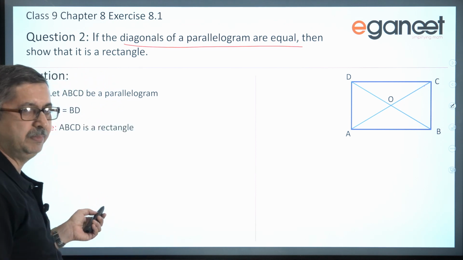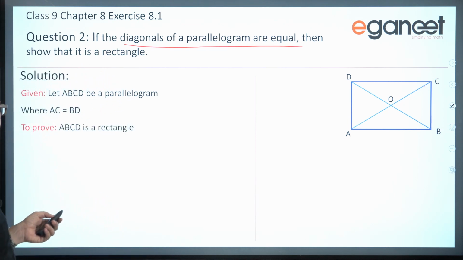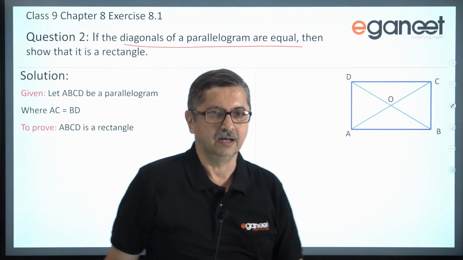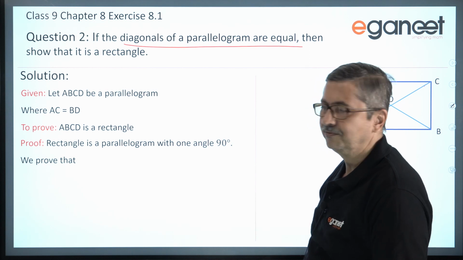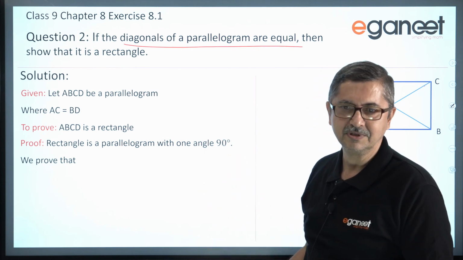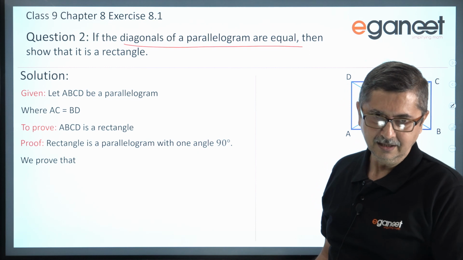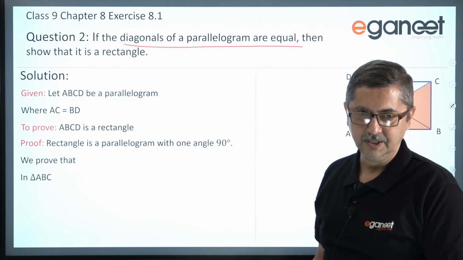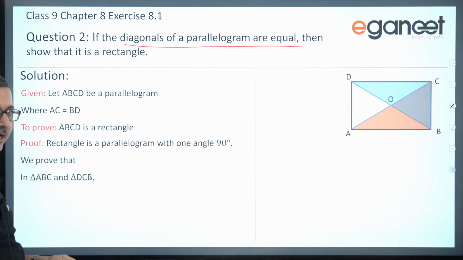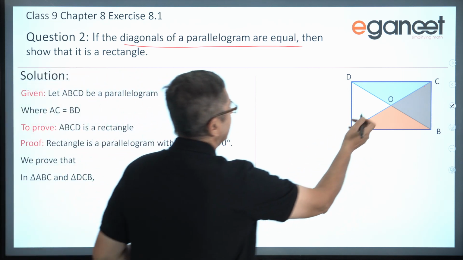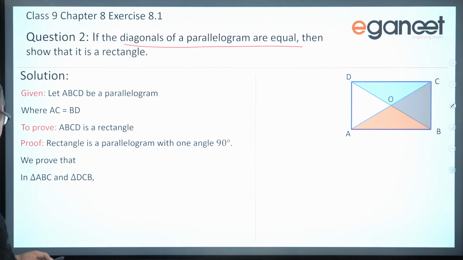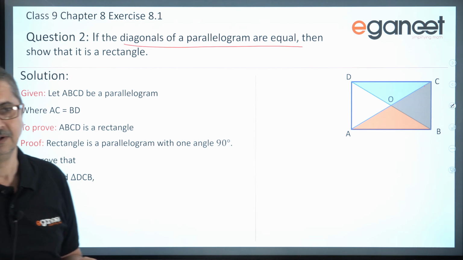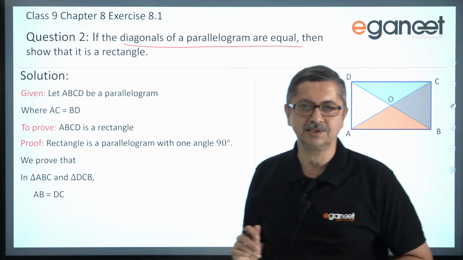Where AC is equal to BD, this is given. To prove: ABCD is a rectangle. A rectangle is a parallelogram with one angle 90 degrees. This is something we have just now discussed. We prove that in triangle ABC and triangle DCB, in this case, AB is equal to DC. Now we are taking two triangles. We are trying to prove the congruency of these two triangles.